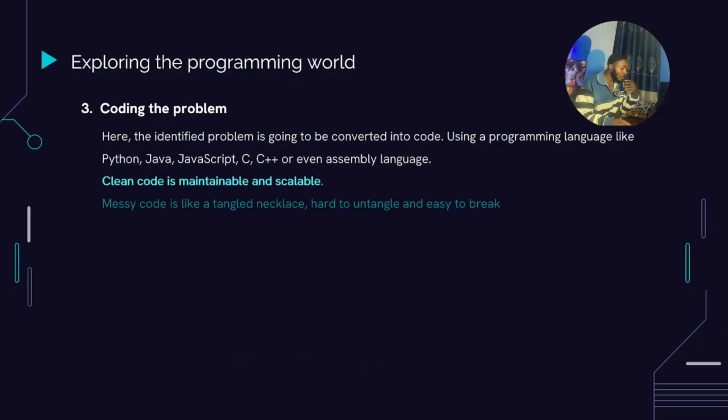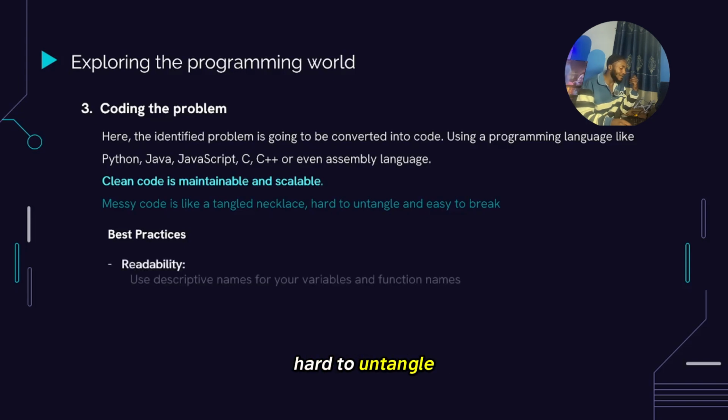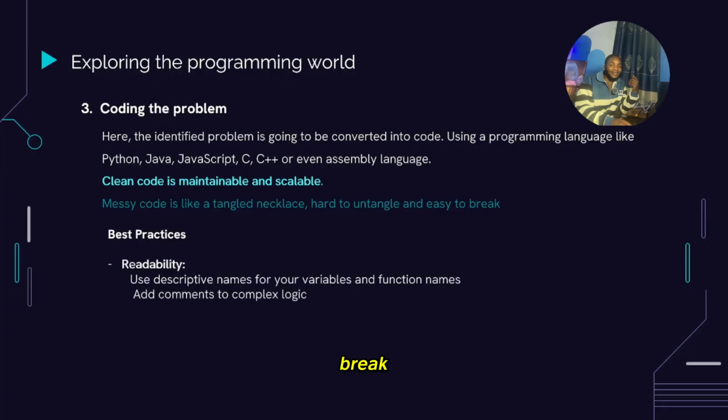Now, clean code is maintainable and scalable. Just start taking note of these terms that I'm mentioning here, because I'll be referencing them a lot, and as we go on I'll start explaining them better. Messy code is like a tangled necklace, hard to untangle and easy to break.